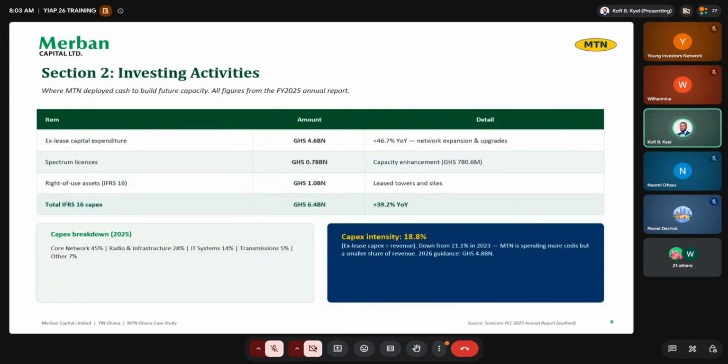Next is the investing activity section, where MTN deploys cash to build future capacity. All figures are in the annual report. So we have capital expenditure excluding leases, spectrum licensing, right of use, totaling IFRS 16 capex of 16.4 billion. These are the components of the investment activities for MTN. For other companies, there could be some additions.